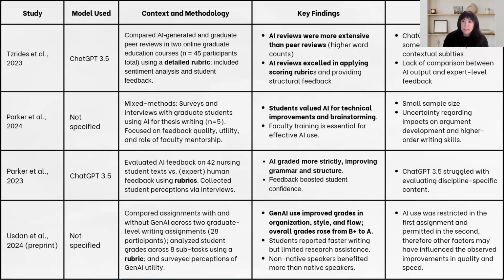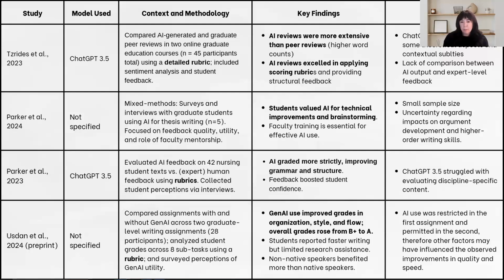Now, lastly, looking at Ustan et al. 2024, and this is a preprint, this study compared the performance on 2 assignments in a graduate level course. With these 2 assignments, AI was not permitted on the first assignment, and it was allowed on the second assignment. As part of the study, the instructors and the AI analyzed student writing across 8 subtasks using a detailed rubric once again, and also surveyed their perceptions regarding Gen AI utility.